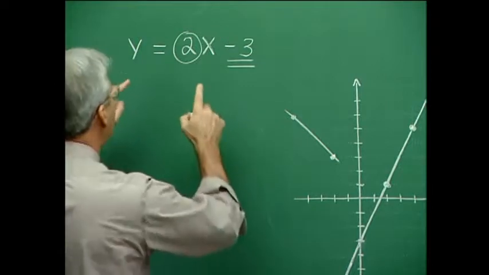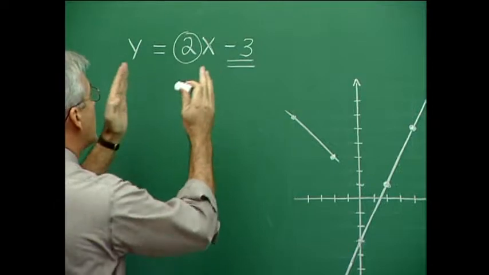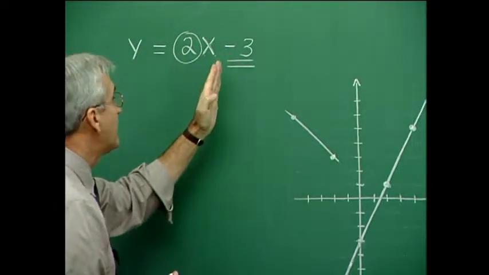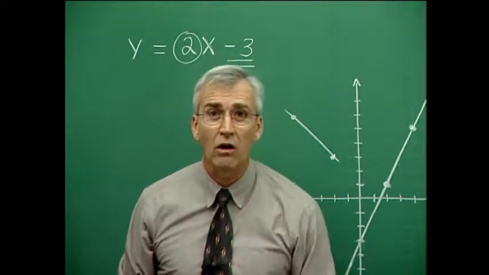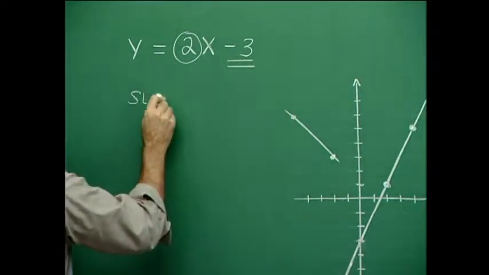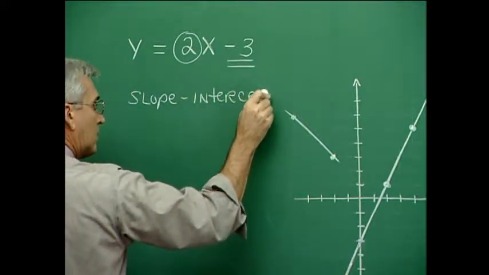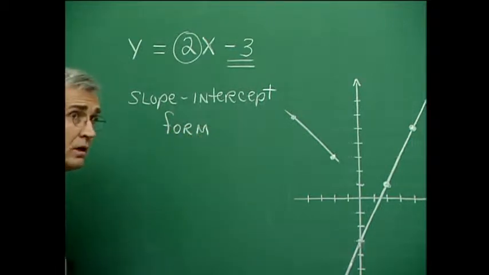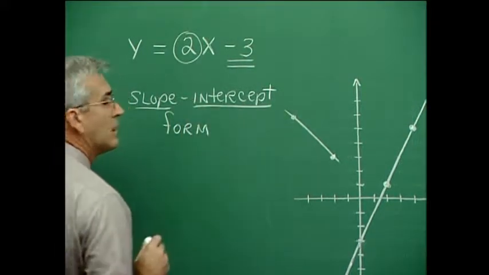It turns out that when a linear equation is written in this form, we can read right from the nature of the equation the slope and the y-intercept. And then it's no surprise that this form of a linear equation is cleverly called the slope-intercept form. It is a form of a linear equation that gives information about the slope and the y-intercept.